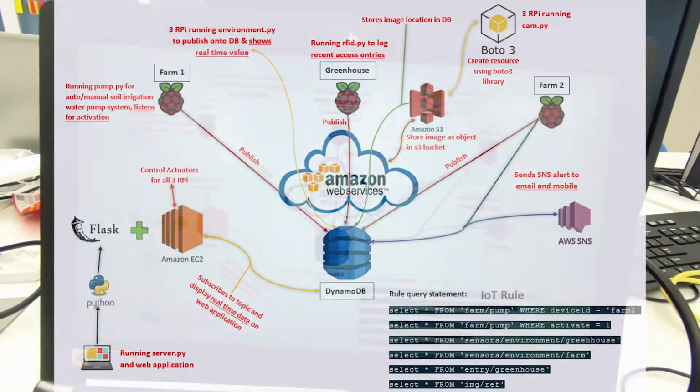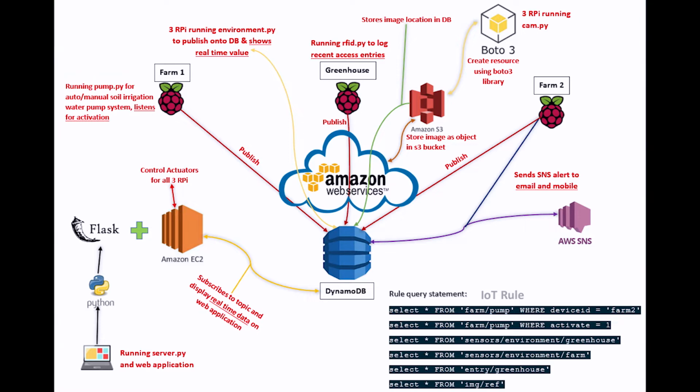So this is a view of our system architecture. The laptop will be running a server Pi, which is hosted using Flask and hosted onto EC2 to control the 3 actuators for the 3 Pis, and it subscribes to the topic and displays the real-time data on the web application. The Raspberry Pis consist of Greenhouse, Farm 1 as well as Farm 2.